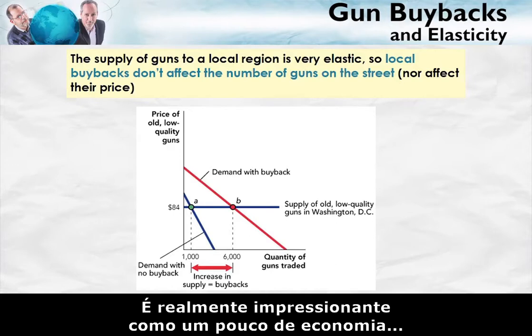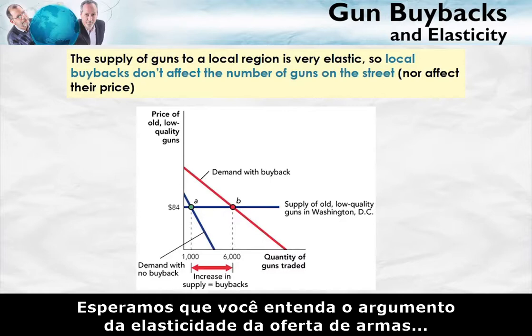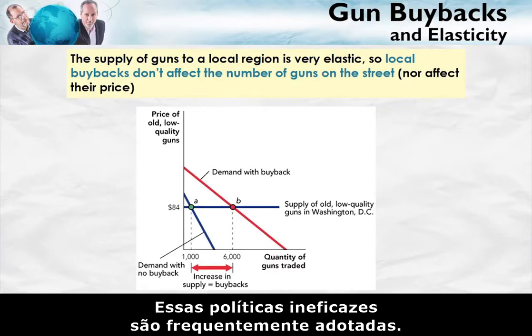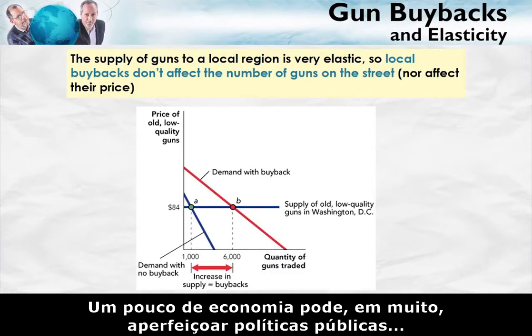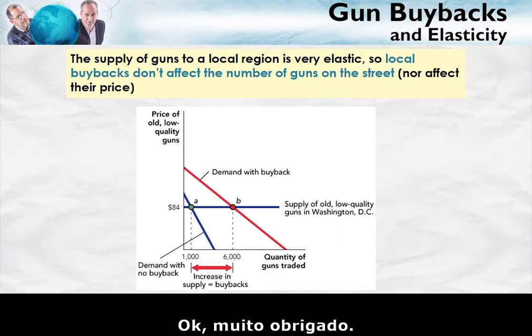It's really quite amazing how a little bit of economics can go a long way to understanding and improving public policy. Hopefully, you see the argument about the elasticity of supply of guns, and yet we see these policies being passed all the time. These ineffective policies are actually often put into place. A little bit of economics goes a long way to improving public policy, if only we can get the message out. Okay, thanks very much.